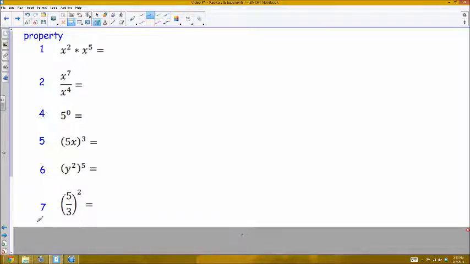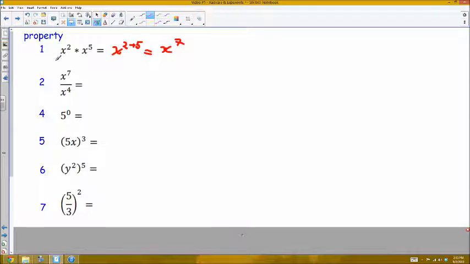If I have exponents of the same base, so in this case, my base is x, I can rewrite this as the sum of the two exponents. So this whole thing is really just x to the seventh.